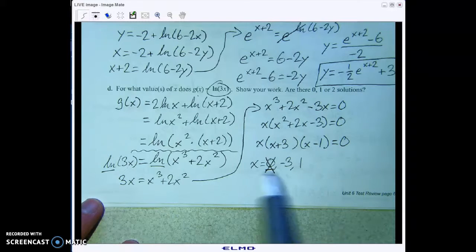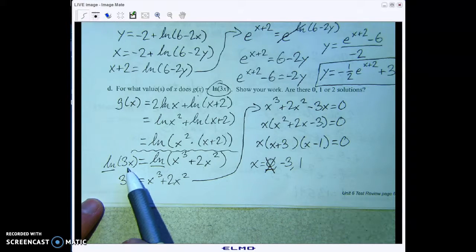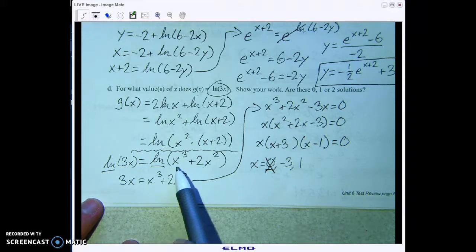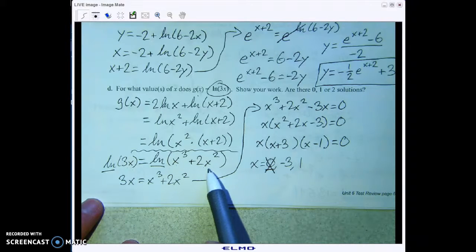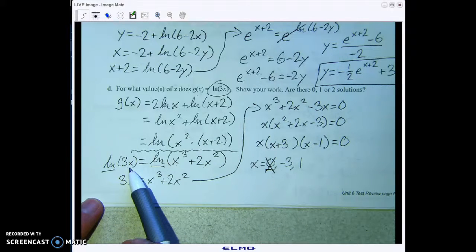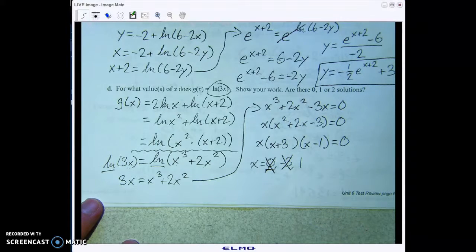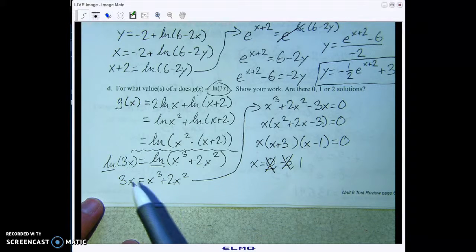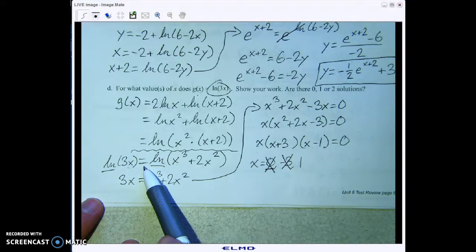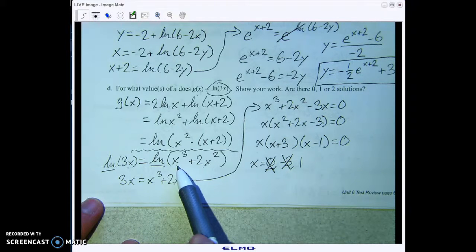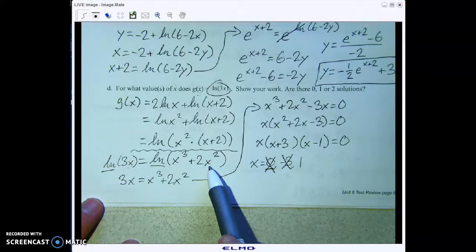Okay. Try -3. Does the natural log of 3 times -3 equal the natural log of -3 cubed plus 2 times -3 squared? Well, again, the natural log of 3x when x is -3 gets you the natural log of -9. And there is no natural log of -9 because -9 is negative. So -3 doesn't work either. Let's see if 1 works. Does the natural log of 3 equal the natural log of 1 cubed plus 2 times 1 squared?